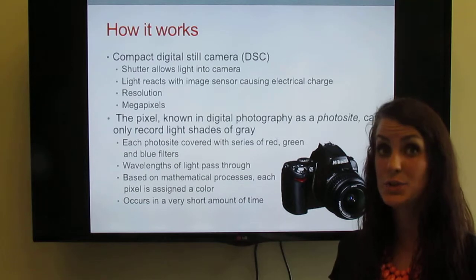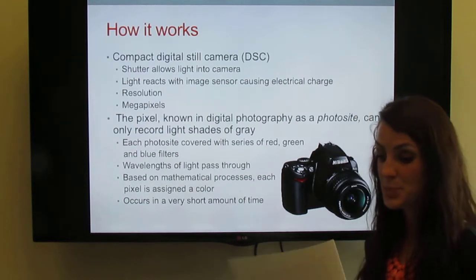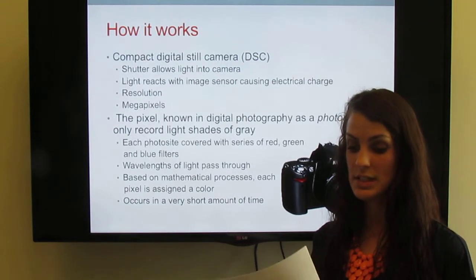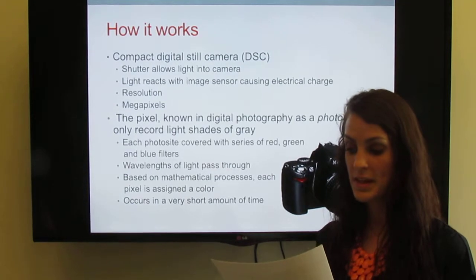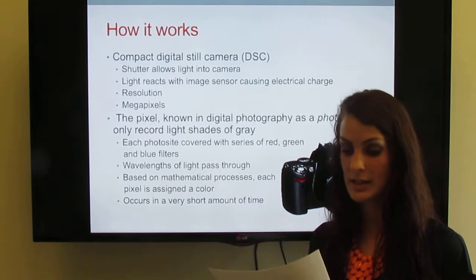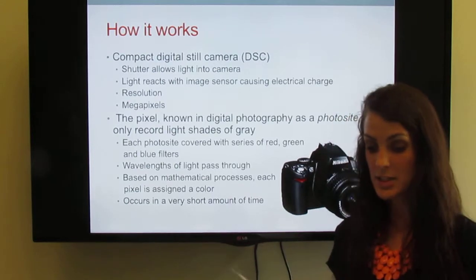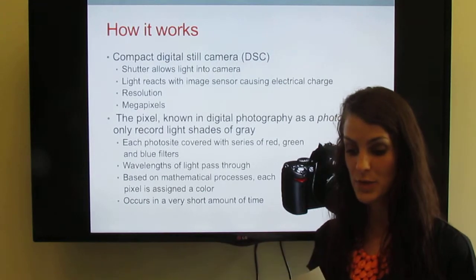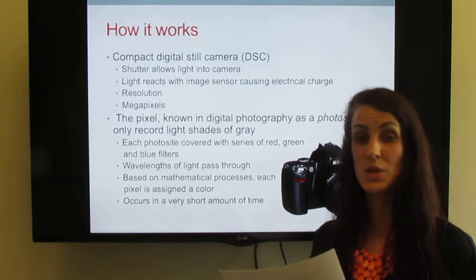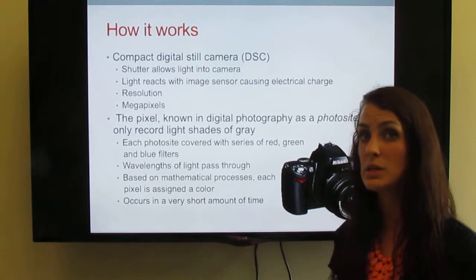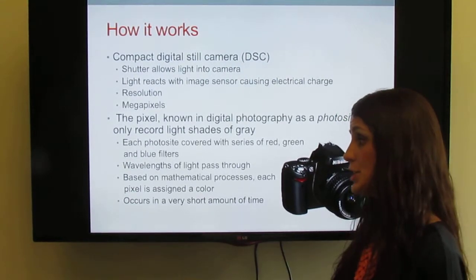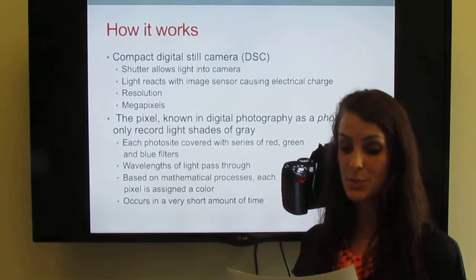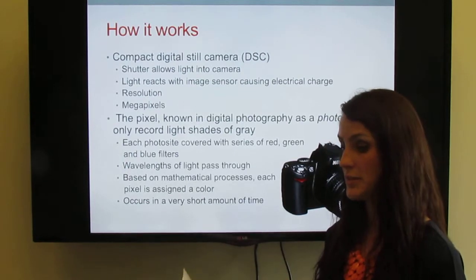The pixel, which is also known in digital photography as a photosite, can only record light shades of gray. To get the colors, each photosite is covered with a series of red, green, and blue filters. Each filter lets certain wavelengths of light pass through, according to the color of the filter, blocking the rest of the colors. Based on a mathematical process, each pixel is assigned a certain color. Because it's done for millions of pixels at one time, it requires a great deal of computer processing. Because this process has developed through the years and they've been able to improve it and make it better, this process can occur in a short period of time.